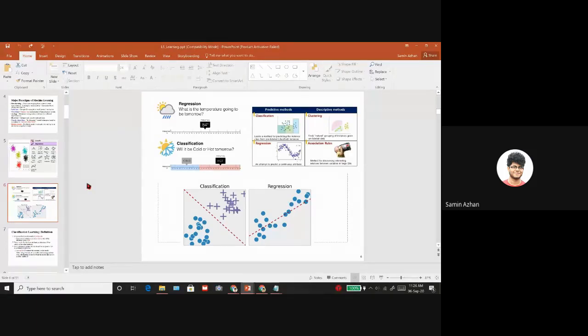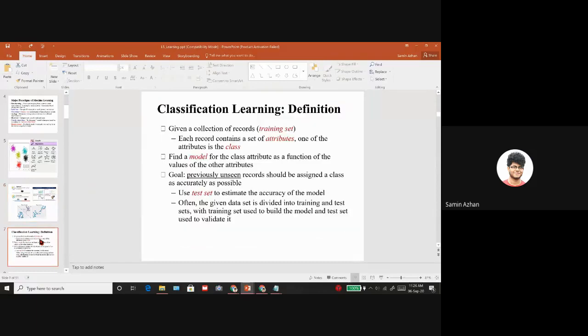I hope you're clear on that. If you do have questions, again, you can ask anytime you want. So there are some more detailed examples of classification. Each record contains a set of attributes. One attribute is the class. Previously on the same data. So yeah, we pretty much talked about all this.